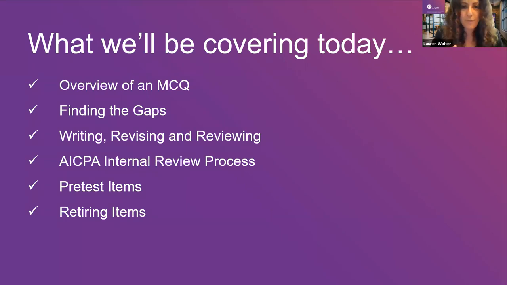Anyways, here's what we will be covering today. First, we're just going to give you a brief overview of an MCQ and the structure of it, then finding the gaps, in terms of how we figure out what content needs to go on the exam. Then we'll talk about writing, revising, and reviewing, the whole process with that. There's a big external process. Then we'll get to the internal review process that our AICPA exams team covers. Then we'll talk about pretest items, which I know is a very popular topic for candidates. And finally, we'll talk about when it's time for an exam question to say goodbye to the exam and what constitutes it being ready for retirement.